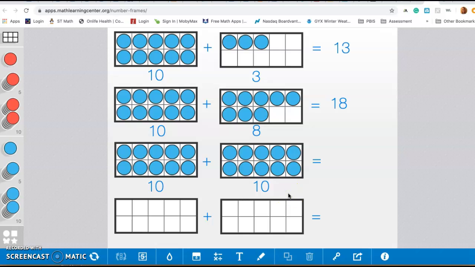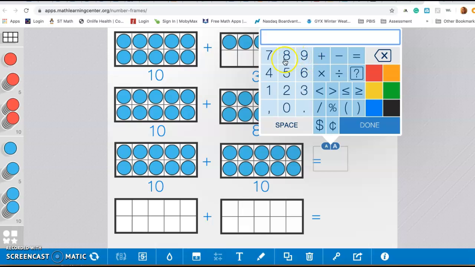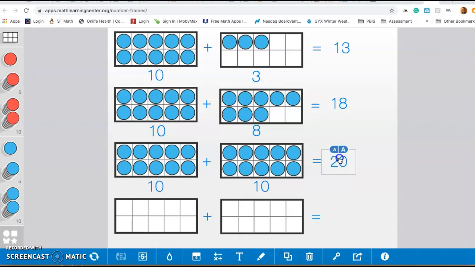Okay, so now we have to figure out how many blueberries there are all together. Maybe some of you already know. Maybe some of you are figuring it out. Let's see. I have 10. 1, 2, 3, 4, 5, 6, 7, 8, 9, 10, 11, 12, 13, 14, 15, 16, 17, 18, 19, 20. Sal and her mom, that means they picked all together, they had 20 blueberries. So I'm going to put that over here.